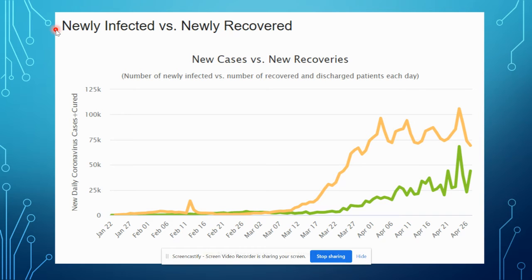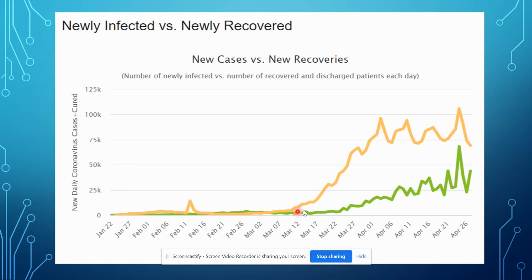All right, here's one that kind of gives you the title already. It is newly infected versus newly recovered. So, this is an important graph. I'm curious what kind of conclusions you'll draw looking at this graph. Here the yellow line is going to be the newly infected. You see that this is time. Again, we're at April 26th when I got this data, and then new daily coronavirus cases or cured.